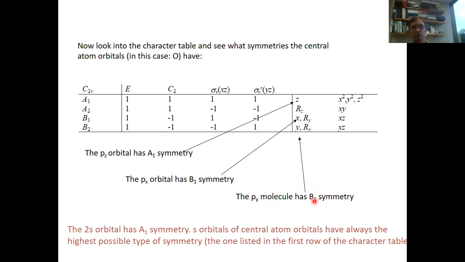So now what about the 2s? The 2s orbital is not a function of any coordinate. For that reason, it's spherical, and due to the spherical nature of our orbital, it always has the totally symmetric symmetry type, and that's always the symmetry type in which all characters are 1. In a character table, this symmetry type is always listed first, so in this case it's associated with the symmetry type A1. So that means that our 2s orbital has the symmetry type A1.